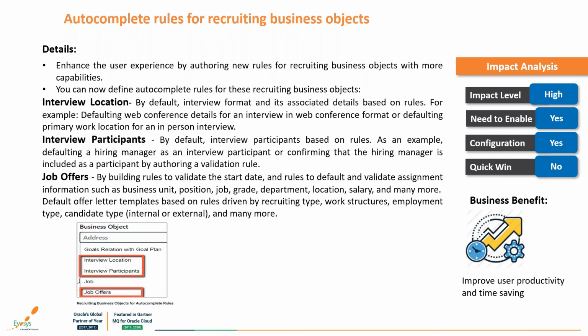And coming to the next, job offer. By building rules to validate the start date and rules to default and validate assignment information, such as business unit or position of your requisition, or some of the jobs, grades, departments, location, salary, and many more objects can be included. You can also default the offer letter template based on rules driven by recruiting type, work structures, and employment type for all the candidates, internal as well as external.